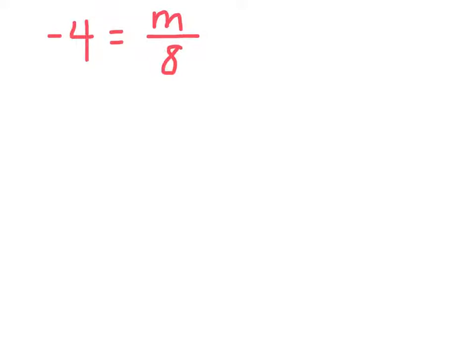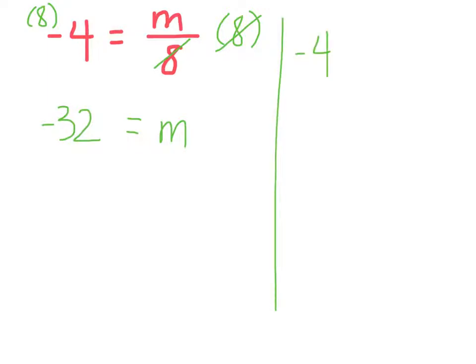Negative 4 equals m over 8. Remember, m over 8 means m divided by 8, so the opposite is times 8 and times 8. So these cancel out and leave me with just an m over here. 8 times negative 4 is negative 32. And then I check it. Negative 4 equals negative 32 over 8. Negative 4, and negative 32 divided by 8 is negative 4.